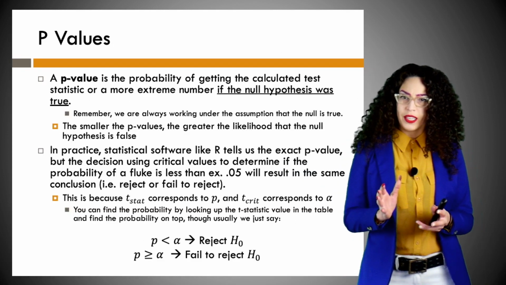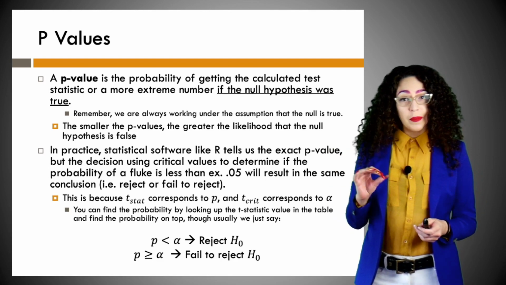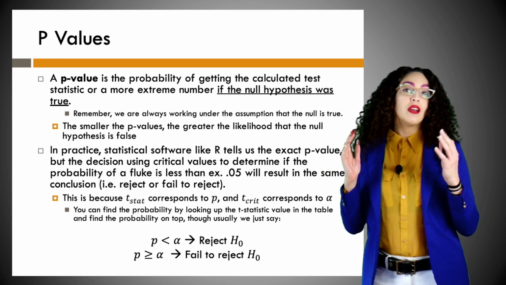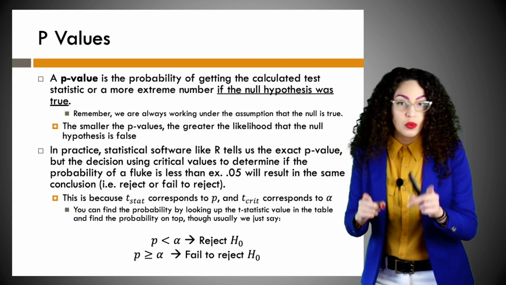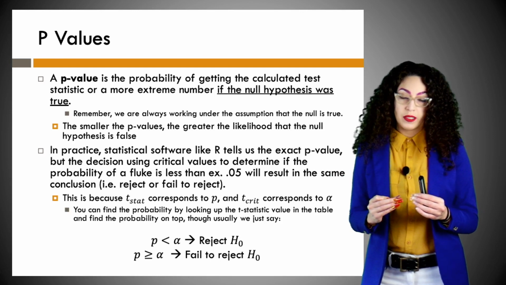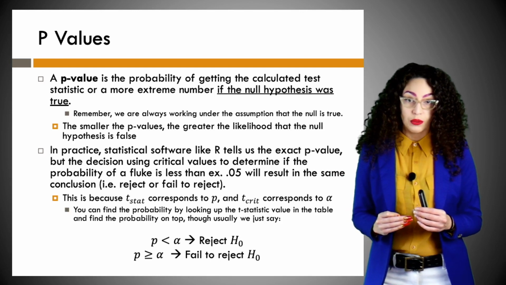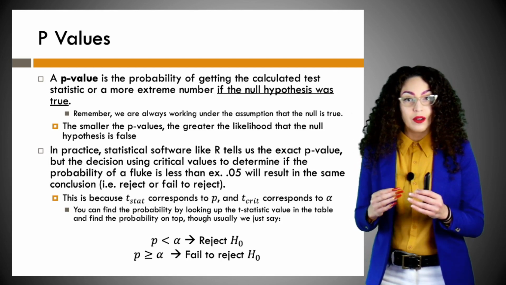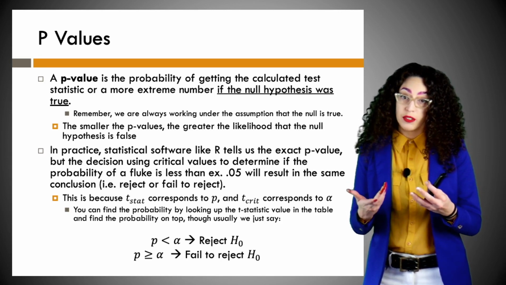So these p-values again. A p-value is the probability of getting the calculated test statistic or a more extreme number if the null hypothesis were true. Remember, we always work under the assumption that the null hypothesis is the truth. The smaller the p-value, the greater the likelihood that the null hypothesis is false and that you can reject it.